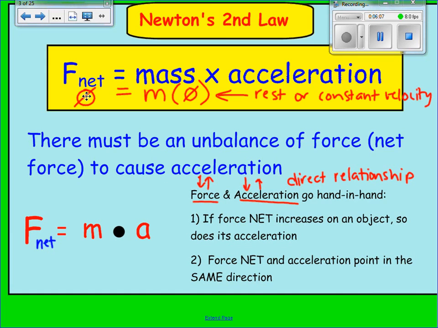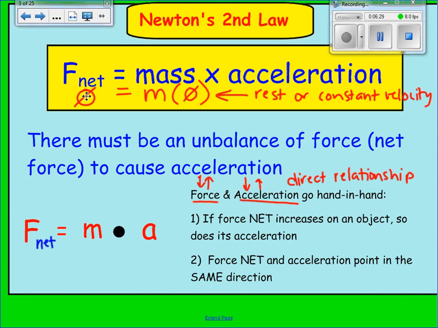One last thing I'd like you to see is this. We've already talked about how net force and acceleration go hand in hand. So if the force gets bigger, so does the acceleration. And if the force gets smaller, so does the acceleration. Once again, that is called a direct relationship.